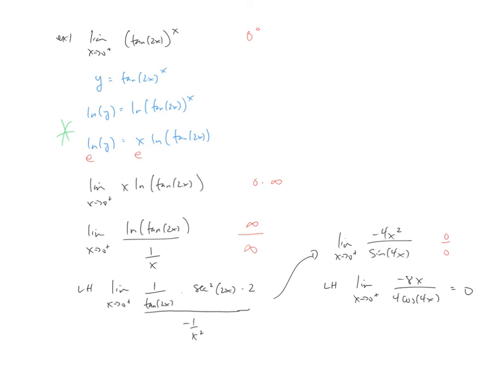But now remember, that's not our answer. Because we had to log it, now we have to e it at the end. So e to the 0 would equal 1. So the final answer for our original limit is going to equal 1.